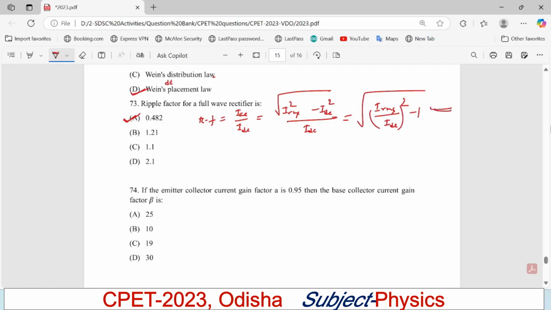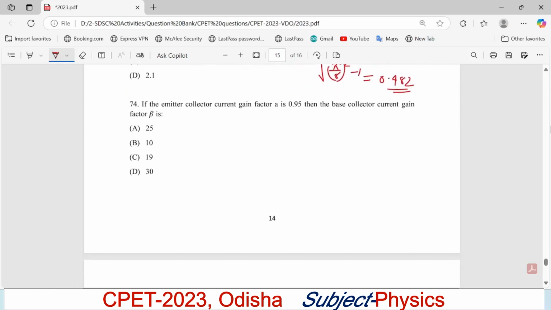For half wave rectifier, this value will be 1.21. Remember, ripple factor for full wave rectifier will be 0.482, because this value for full wave rectifier will be how much? Root over (pi by 2√2) square minus 1, which is equal to 0.482. Next question, question number 74.